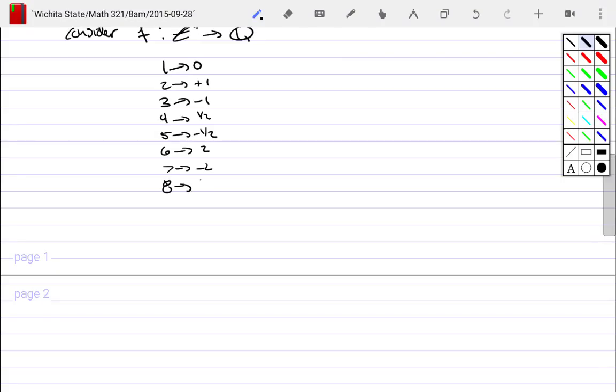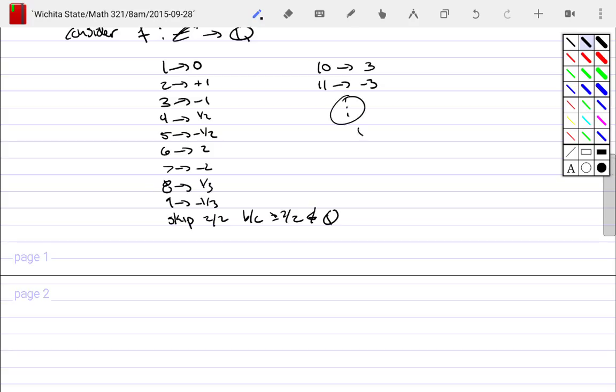8 goes to 1/3, 9 goes to negative 1/3. We skip 2 over 2 because 2 over 2 plus and minus are not rational, and so we then just say, okay, 10 is going to be mapped to 3, 11 is mapped to negative 3, and if we would look at this, what is the ellipsis telling us?